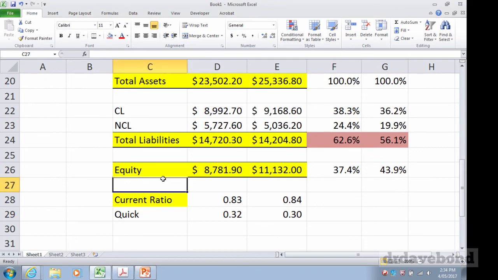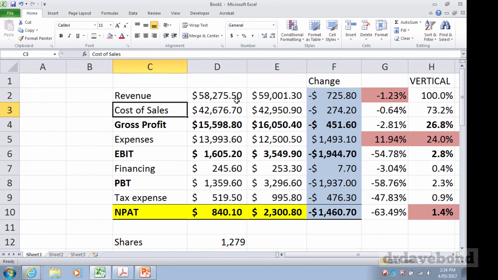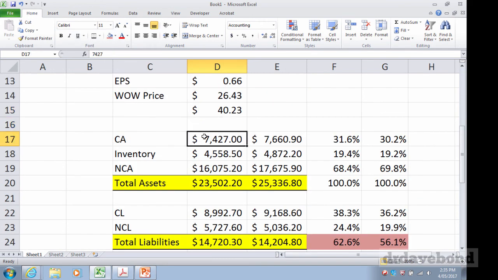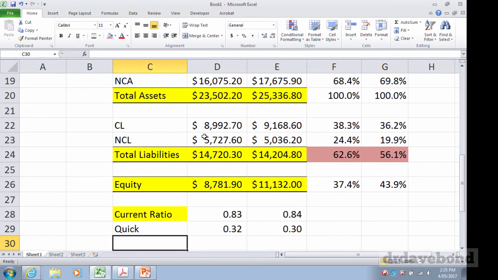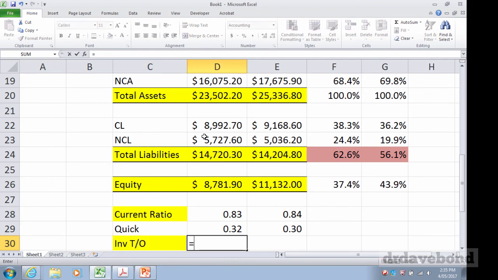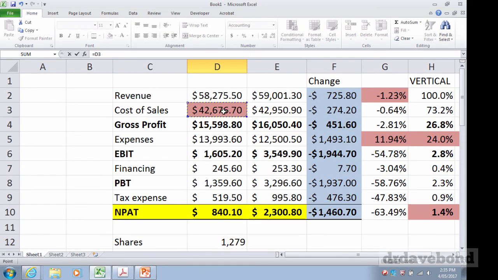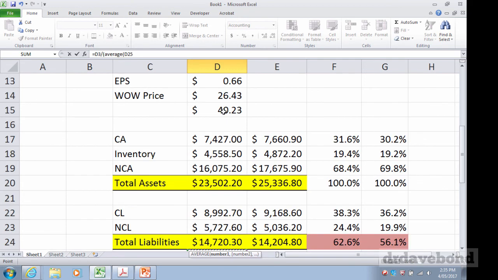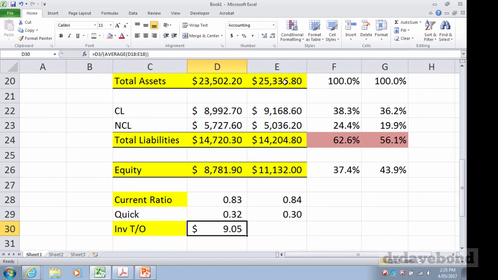So here, we have cost of sales of $42,676 million, and we've got inventory of about 4.6 billion. So our inventory turnover will be cost of sales of 42.6 billion divided by average inventory. Once you've done that, and again, I'd urge you to calculate all of these with these figures at home when you get the opportunity, you end up with a ratio of 9.05.